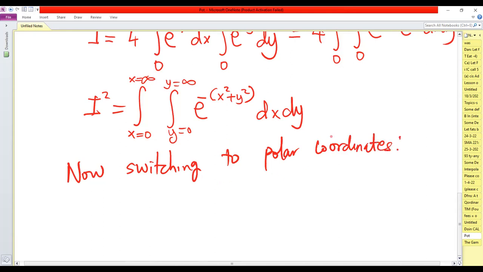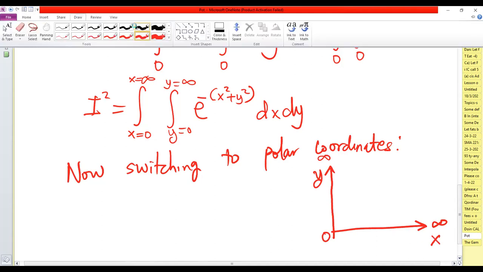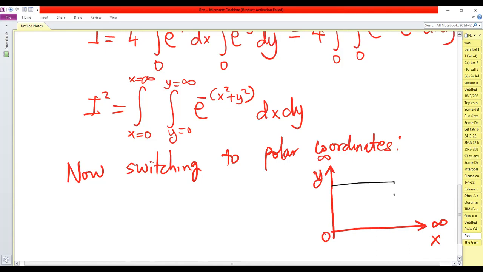So remember that in polar coordinates, I want to carry out my integration in this region. This is infinity, this is 0, and this is moving towards infinity. This is the y-axis, this is the x-axis. So we want to carry out our integration in this region here. Because x is running from 0 to infinity, y is also running from 0 to infinity. So this is the region where the integration should be carried out.